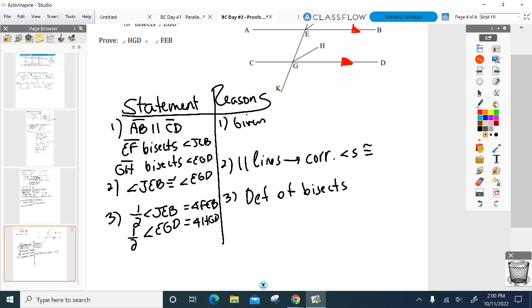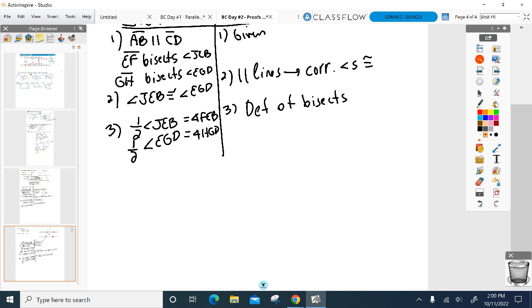So once the 2 original angles are equal, you show me you're taking halves. Now you can put those halves equal to each other. So put FEB congruent to HGD. And this is halves of equal quantities are equal.